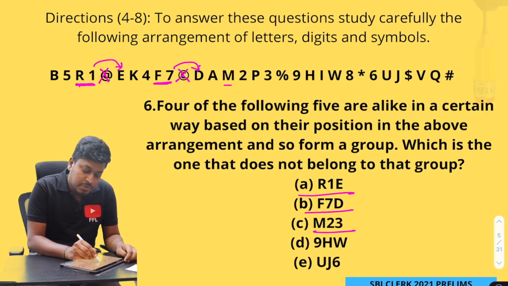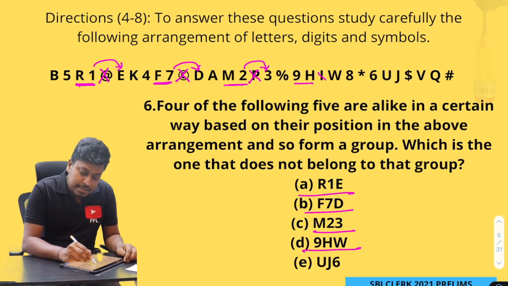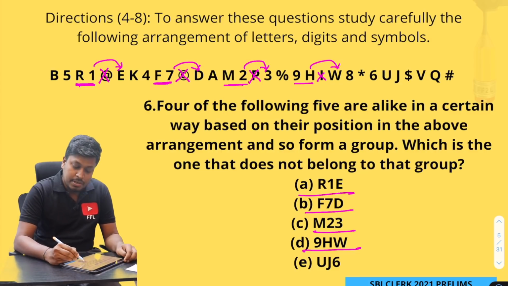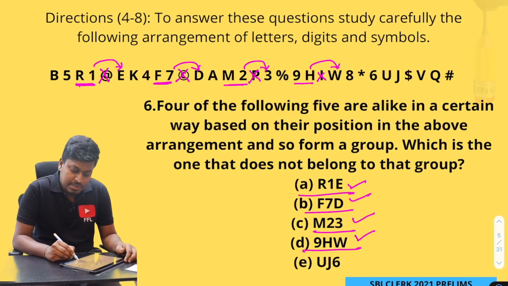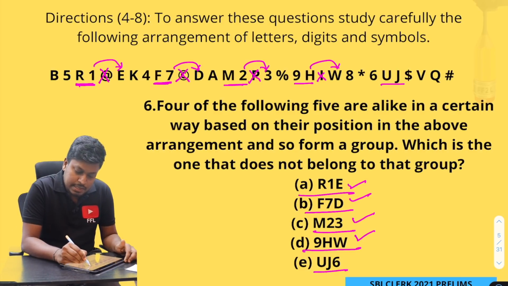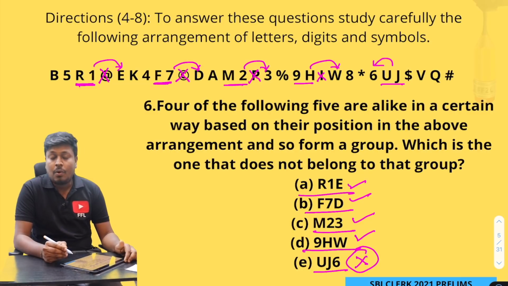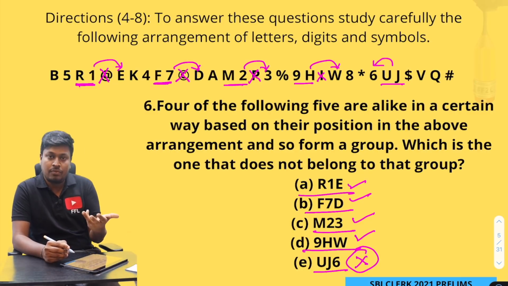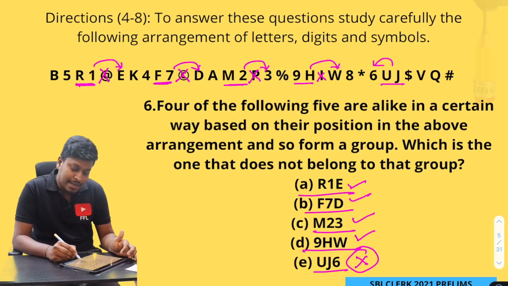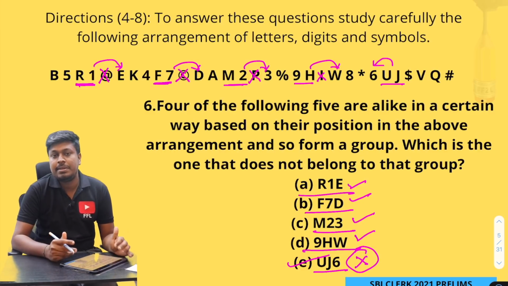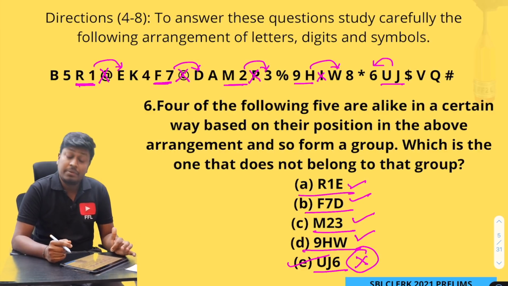So similarly M23. See, M and 2 are immediate neighbors, leaving 1 letter, then 23. So 9HW. 9H are immediate neighbors leaving I, so the next letter is W. So all these 4 are in a certain format. So the last, UJ6. See, UJ, and actually we should come to the next letter, but here they are calculating the previous letter 6. So out of these 5, option number E alone is in a different format. So we can say option number E will be the answer. Got it? For question number 6.